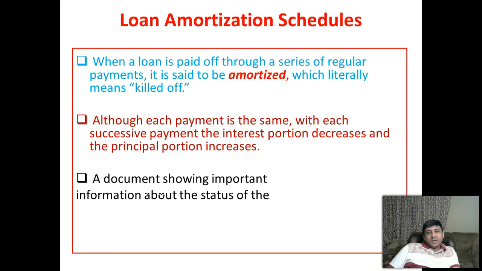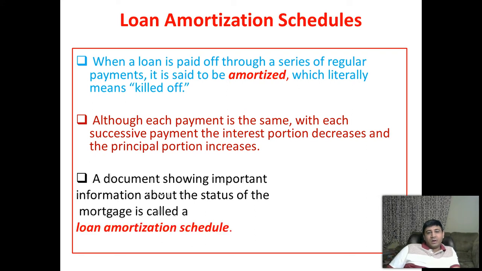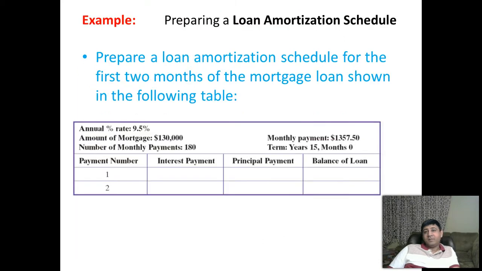A document showing information about the status of the mortgage is called a loan amortization schedule. Anyways, let's look at how the entries are filled in the amortization table. Suppose we prepare a loan schedule for the first 2 months of the mortgage loan shown in the following table. Suppose you borrow $130,000.